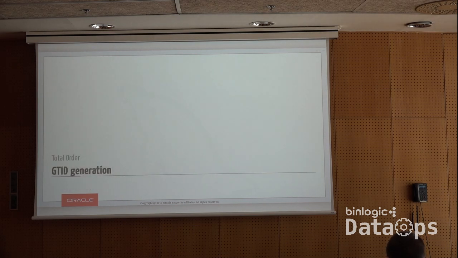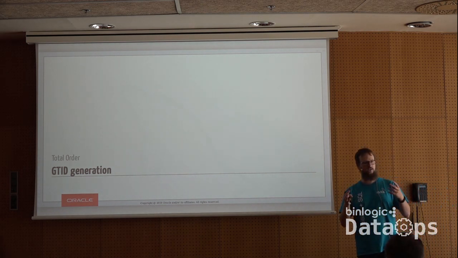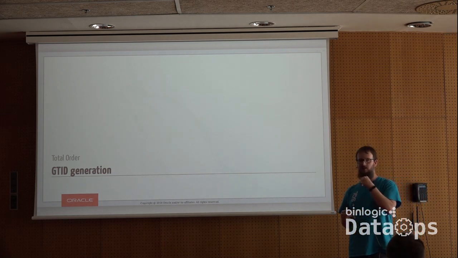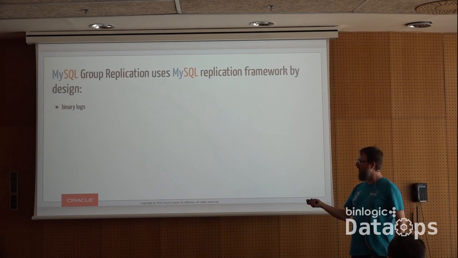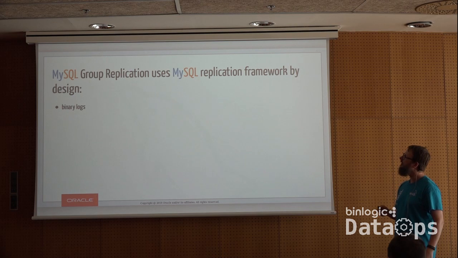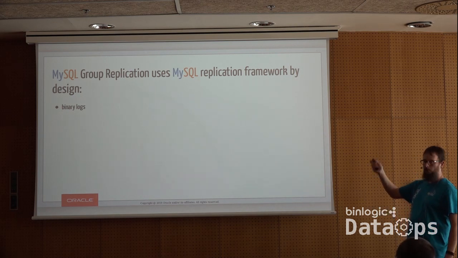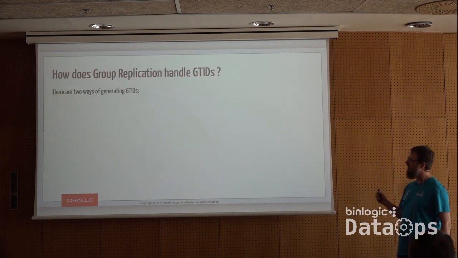So then, as I said earlier, we need to apply all these changes in total order, and this is why even the machine that writes needs to consume its own write, right? This is to create the GTID. So group replication uses binary logs, relay logs, and of course the GTIDs, exactly the same as asynchronous replication.